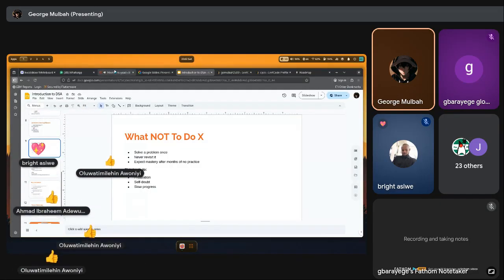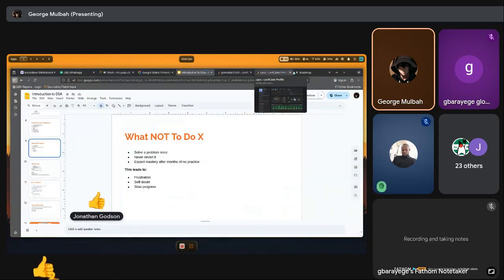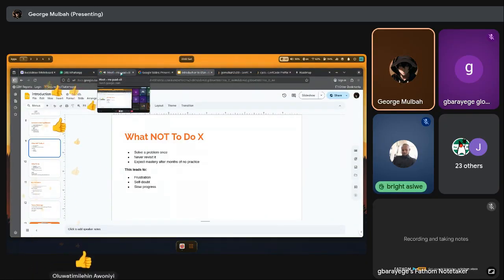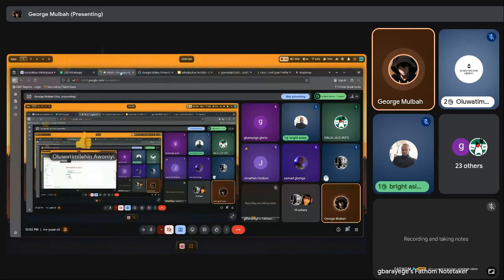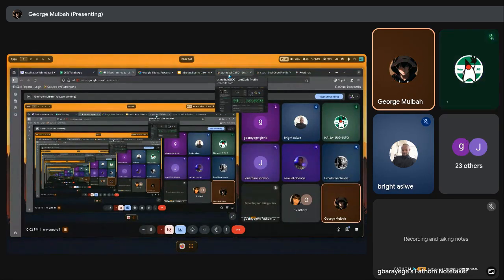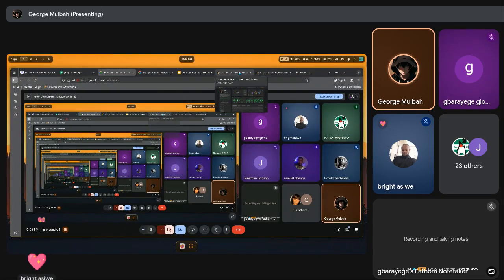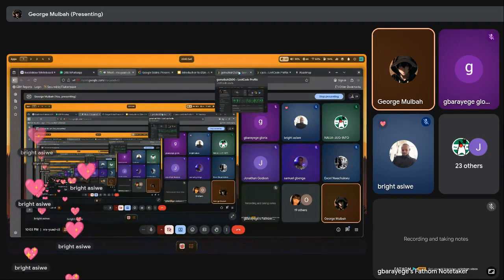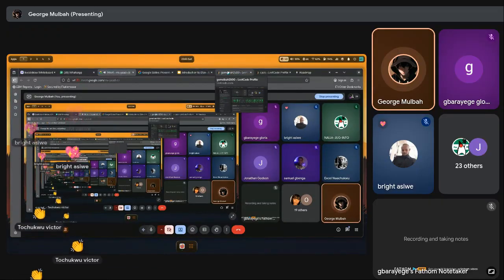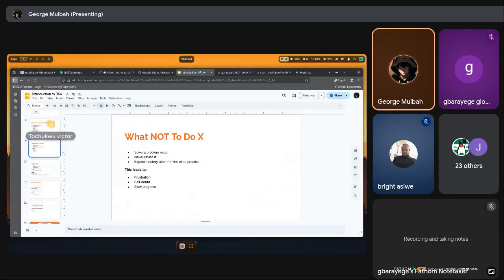Anyone has a LeetCode account? Yes. Okay, some people putting their hands up. Yeah, I see. Okay. So yeah, if you already have a LeetCode account, great for you. You're doing a great job.